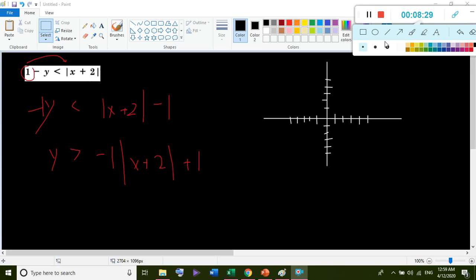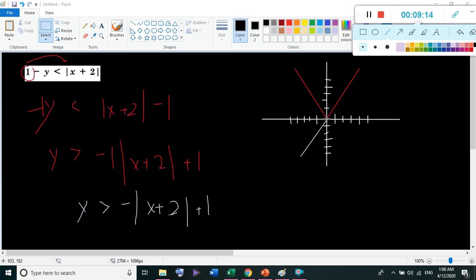Let's have a quick graph here. First of all, let's start with the original absolute value graph, which is the V shape with the vertex at 0, 0. Now let's think about the transformation that we got here. Do you remember the transformations from the previous lesson? Here it's y greater than -|x + 2| + 1. First of all, here we have a negative, so it's going to be a reflection. It's going to reflect over the x-axis. It's going to be this way.